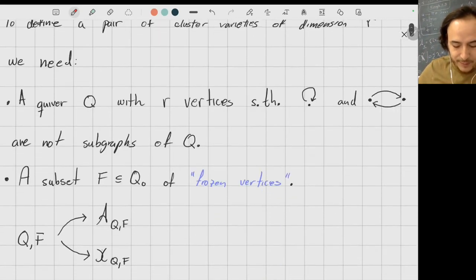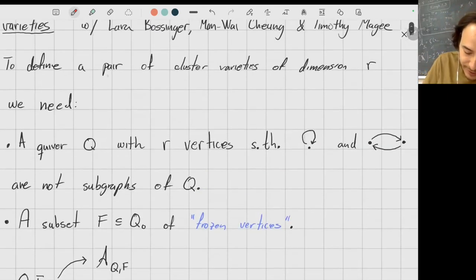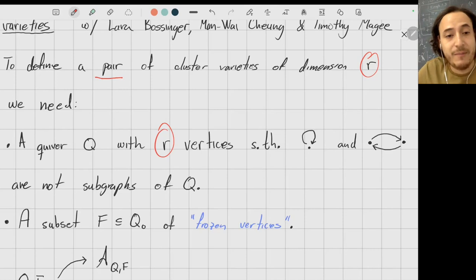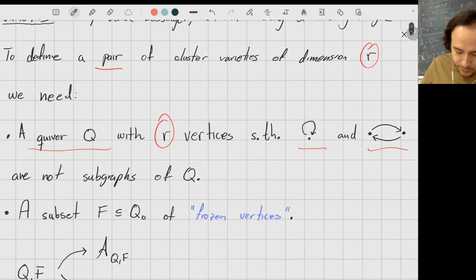So let me start with cluster varieties. In order to define a pair of cluster varieties of a given dimension r, we need a quiver Q with r vertices. So the number of vertices tells me the dimension of my spaces. The only technical assumption we need to impose on this quiver, this directed graph, is that these two graphs are not subgraphs of my quiver. So we have no loops, nor oriented two-cycles. And we also have to choose a subset F of the set of vertices.